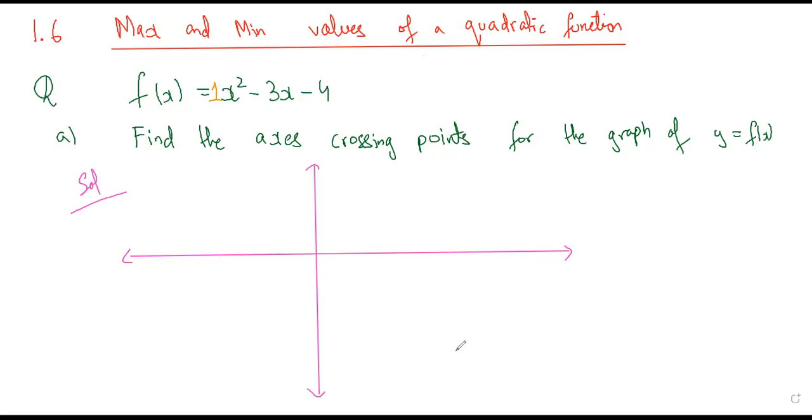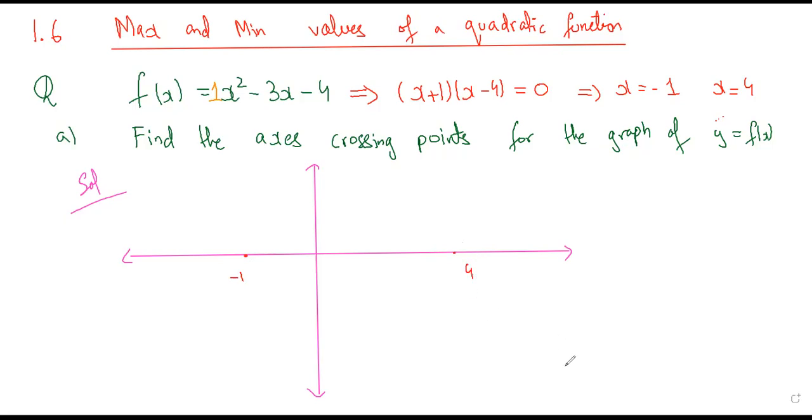Step 2 is to find the factors. I'll be writing down the factors directly because it's easy. I can write it this way: (x plus 1)(x minus 4) is equal to 0. This means that x is equal to minus 1 and x is equal to 4. So step 1 is to find out the roots of the quadratic equation, and that is minus 1 and 4.